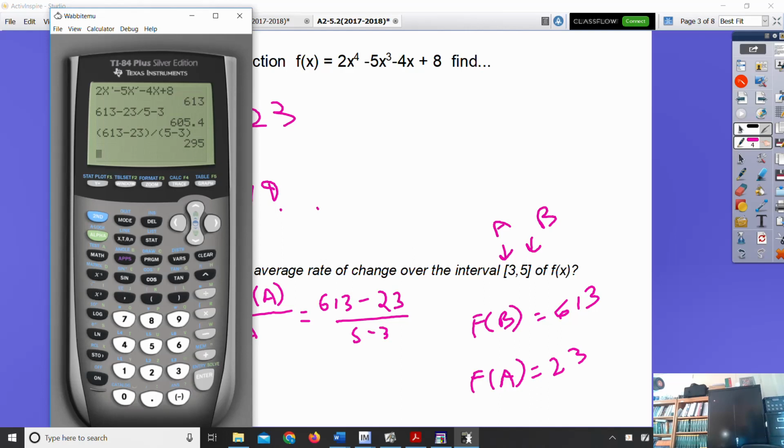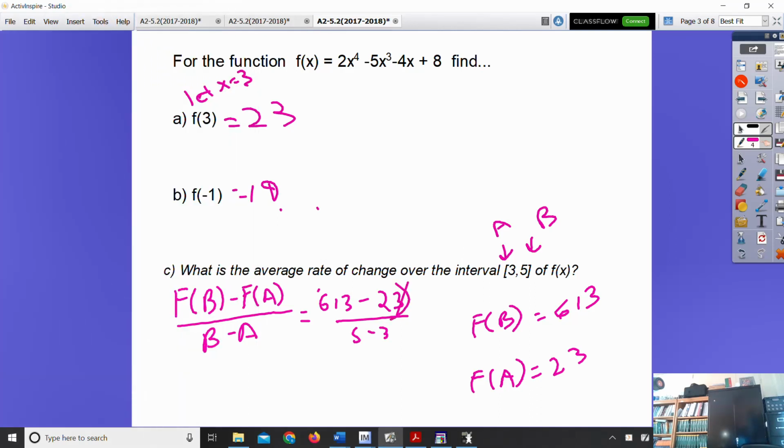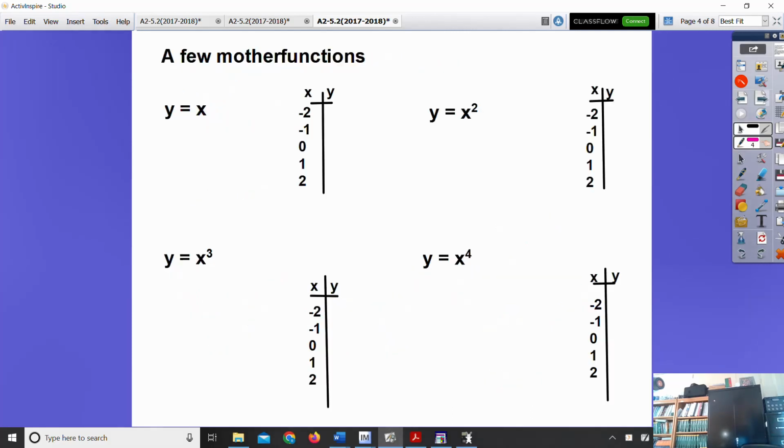Just because you can push buttons on a calculator doesn't mean you get the right answer. You get that? It's how you use the calculator. If you're going to use the TI-84, you wrap. If you're going to do all the train of thought with the calculator, you definitely wrap. All right. That was actually the most important lesson on this.